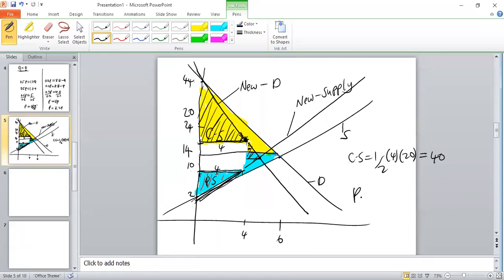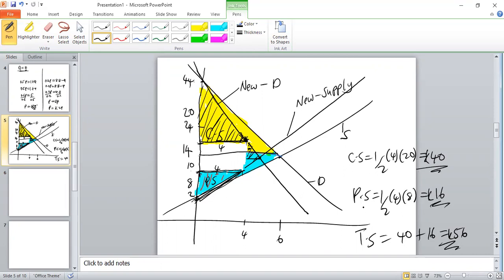Then the producer surplus, the one that we calculated was 10. So what is 10 minus 2? We get 8. So it will be half, 4, and 8. And what do we get? We get 16, isn't it? Then the total surplus will be just 40 plus 16, and that should be 56. Of course, the unit should be kwacha. So this is the consumer surplus at Q equals 4.